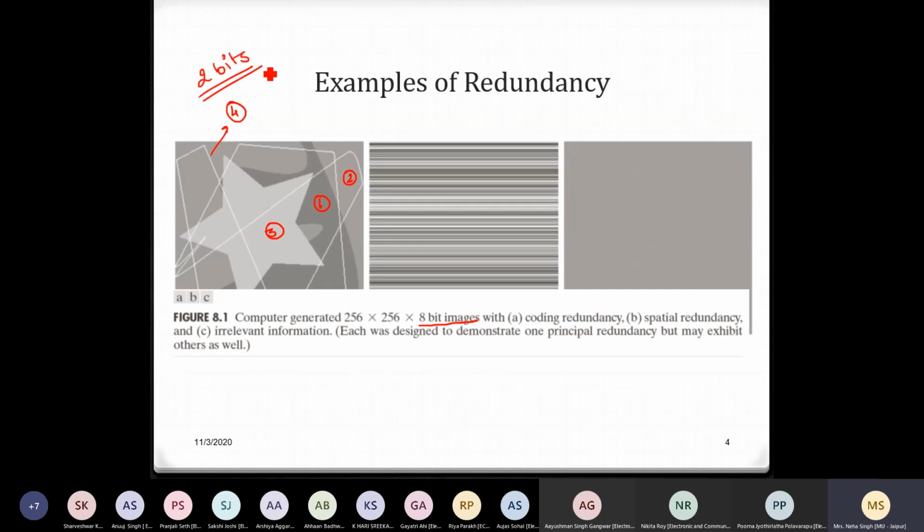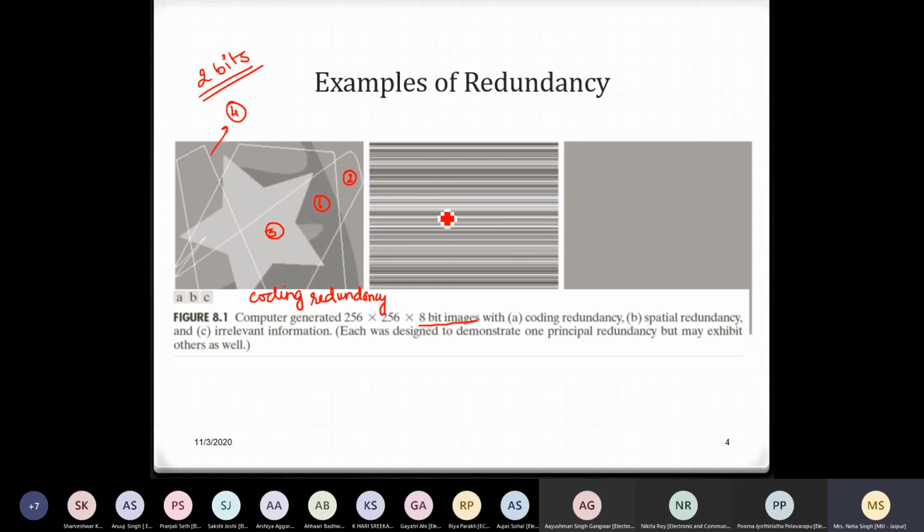So 2 bits was sufficient to transmit the information in this image, but still I am using 8 bits per pixel. So this is referred to as coding redundancy. This is an example of coding redundancy. Unnecessary number of bits are used for the code for representing the symbol.